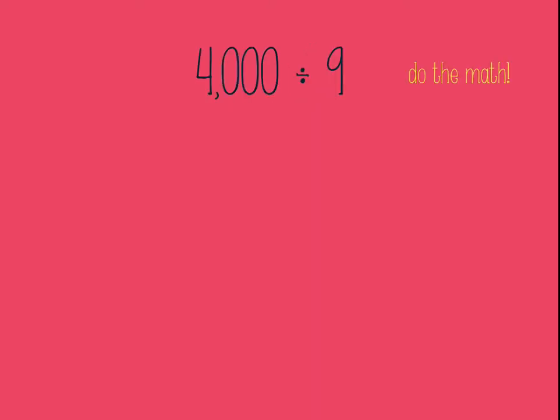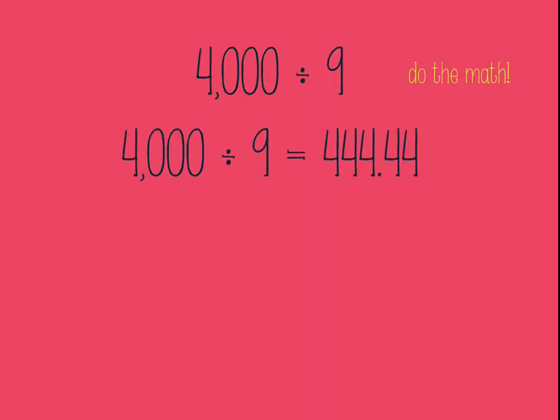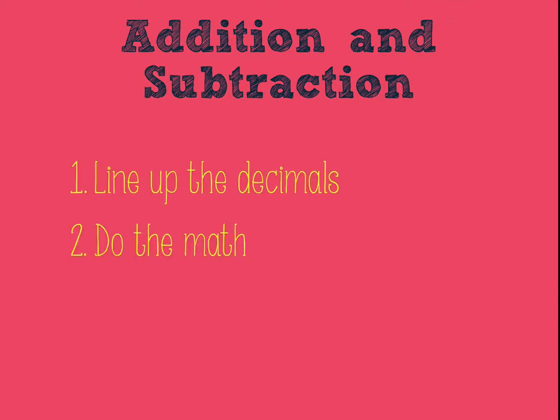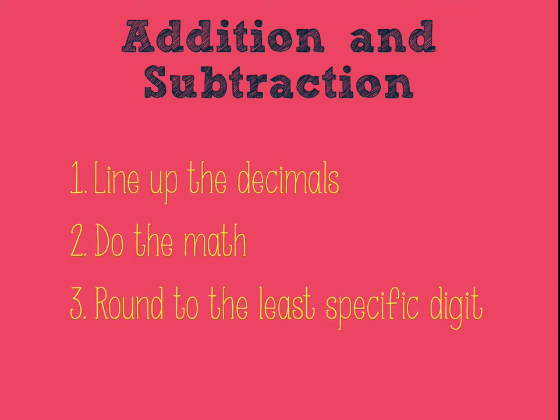4,000 divided by 9. Do the math first. Then find the least number of sig figs. In this case, both numbers only have 1 sig fig, so we round our answer to 1 sig fig, which leaves us with 400. When you want to add or subtract, the rules are similar but with a slight change. Line up the decimals, do the math, then round to the least specific digit.